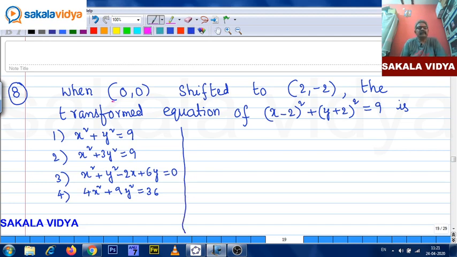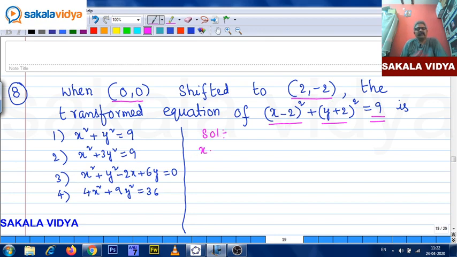When 0 comma 0 is shifted to 2 comma minus 2, the transformed equation of x minus 2 whole square plus y plus 2 whole square is equal to 9 is. So that means here we need to find the equation with respect to the new axis. If the origin is shifted to the point 2 comma minus 2, that means with reference to the new axis the equation will change. The new equation needs to be evaluated here. So here we have the solution.